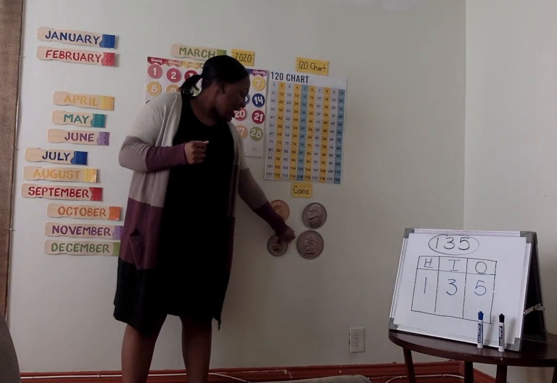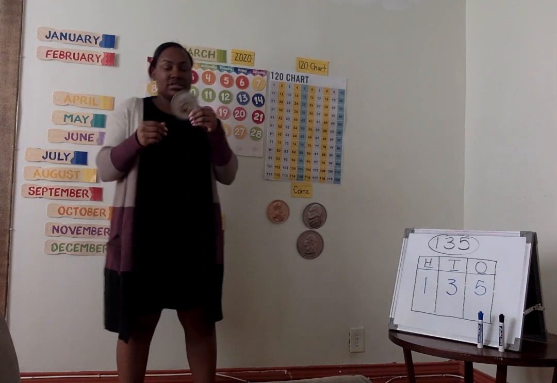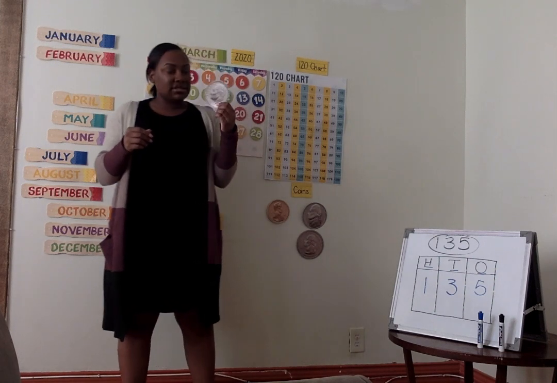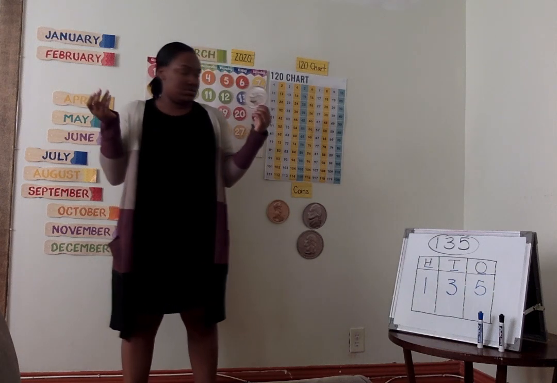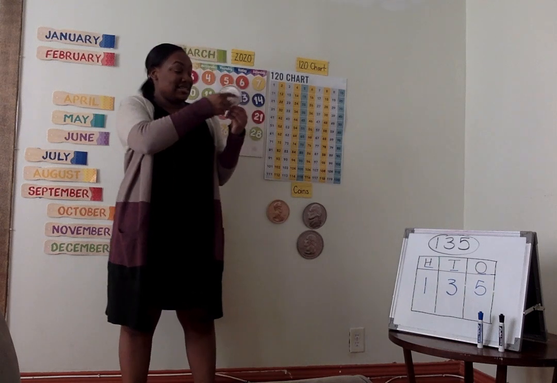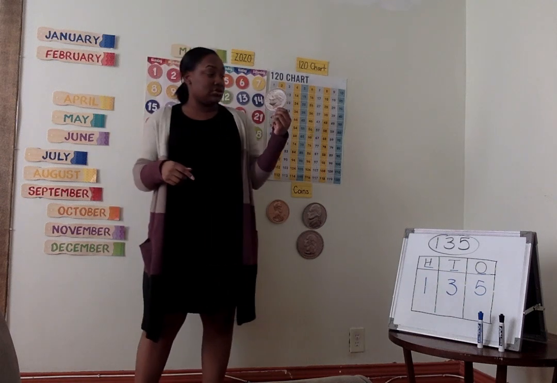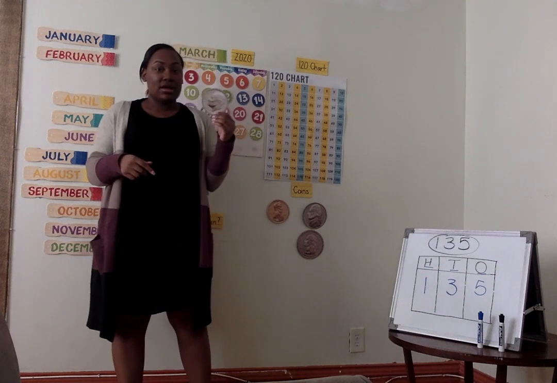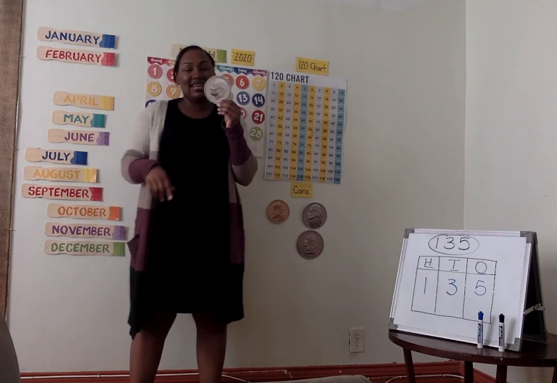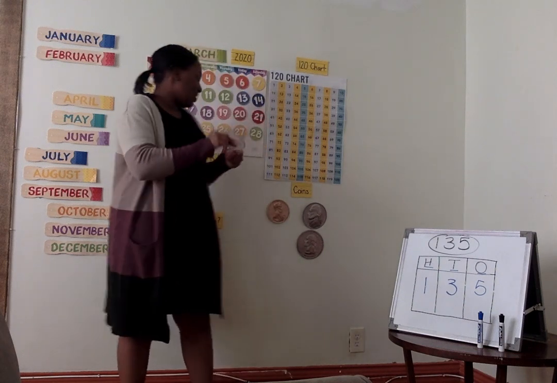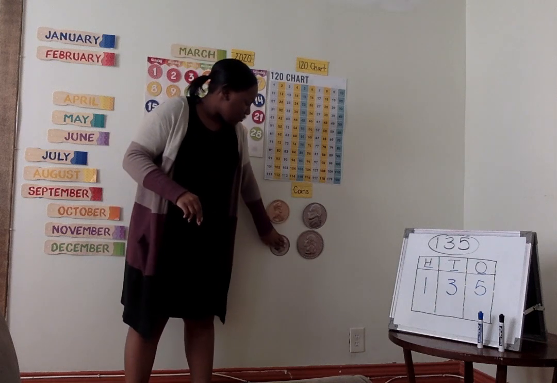Ms. Ross has a question. What is this called? Okay, it's a dime. How do you know? How did you know it was a dime? Because it's the smallest coin. Okay, it is the smallest coin. How else did you know this was a dime? Oh, because it has a straight line. Great. Next coin.